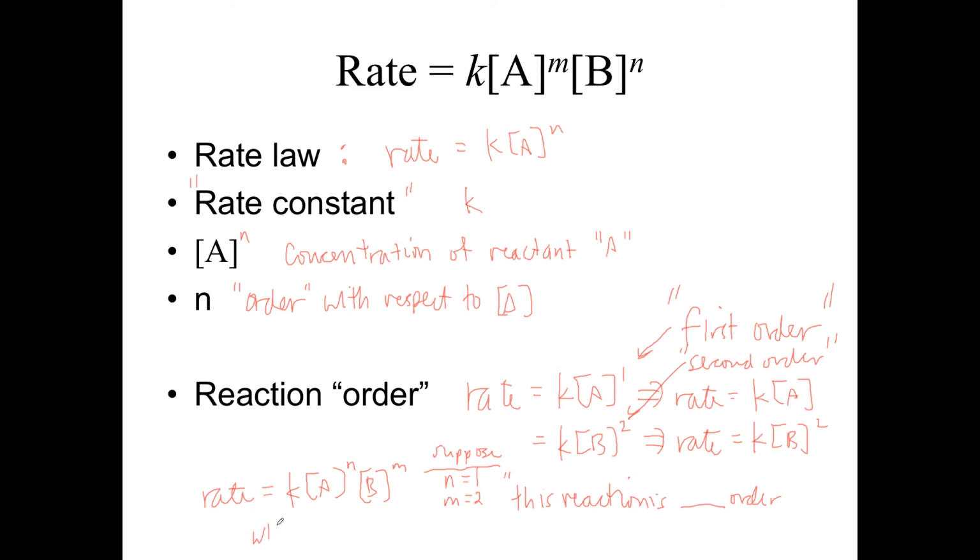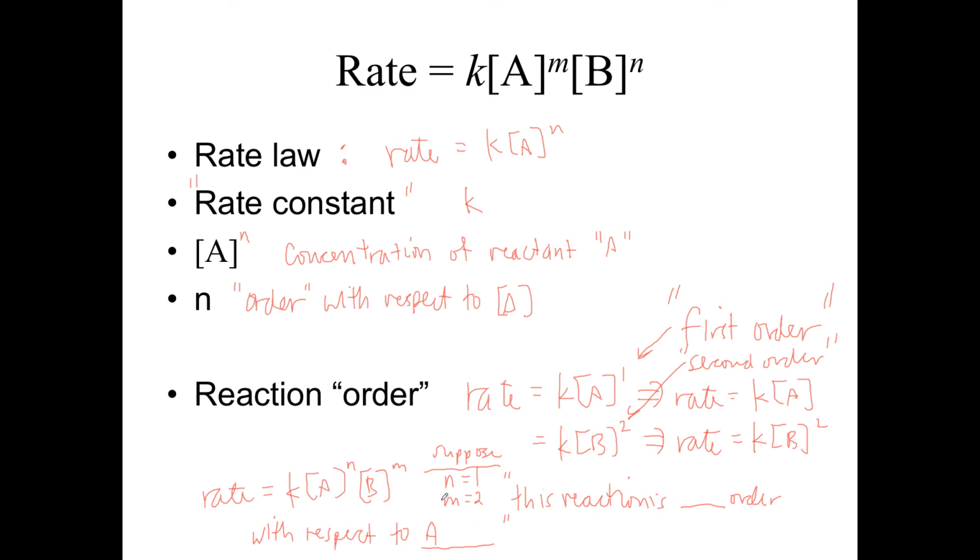I don't have enough room here. With respect to, let's say A. This reaction is blank order with respect to A. You fill in the blank. First of all, say A. If I said A, this reaction is blank order with respect to A. What's the word that would go here? It's first, right? Can you see that? If N is 1, we would say it's first order with respect to A.